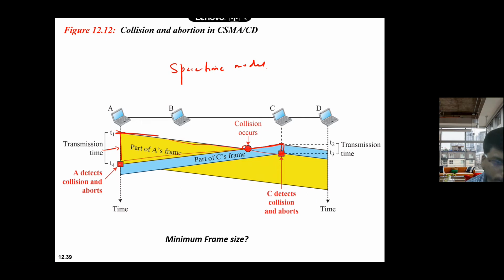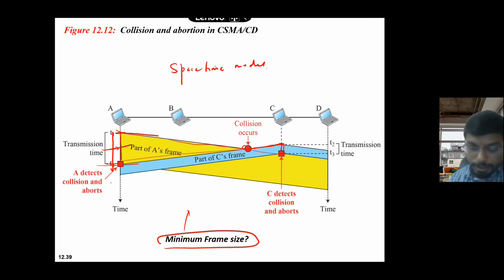So that is the part of C's frame which is collided. At T4, station A detects it and stops the transmission. So both of them have aborted their transmissions. But please understand that the station has to keep transmitting if it has to detect the propagated signal coming back. So what should be my minimum frame size such that I could do effective collision detection? Because if the collided signal comes after my transmission is over, it's not going to be able to have this abnormal energy detection happening.